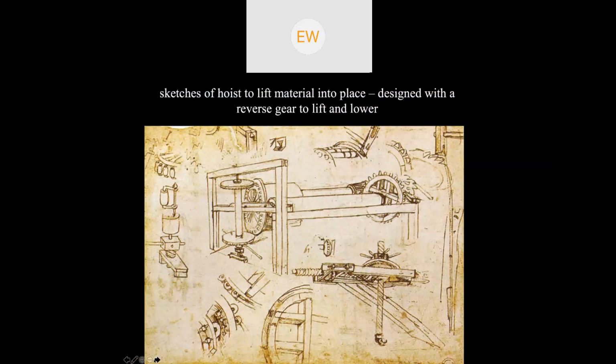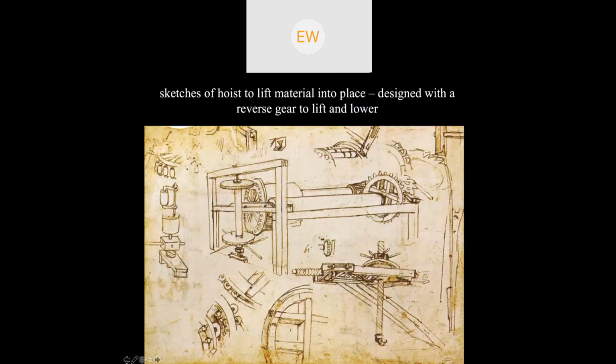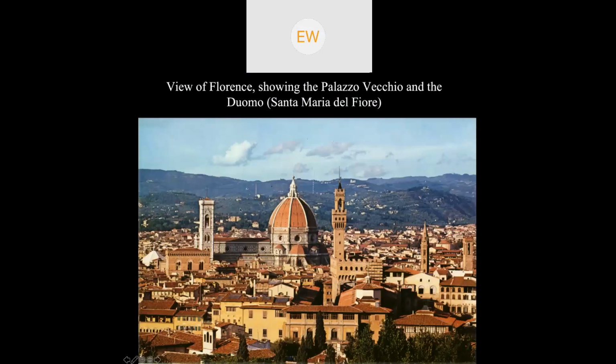And here, Brunelleschi was also an inventor. He invented this type of winch with a reverse gear to lift and lower blocks of masonry to build the dome. It was a new type of winch that he had to design. Here is this gorgeous facade. This is the Gothic church, and it has this Renaissance dome attached to it.